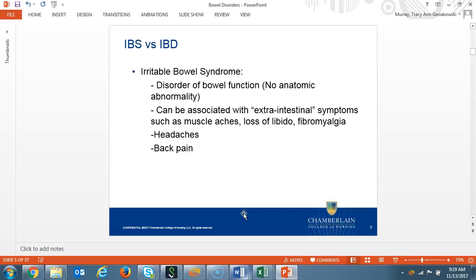In addition, irritable bowel syndrome may be associated with a number of non-intestinal or extra-intestinal symptoms, such as difficulty with sexual function, which would include pain on intercourse or lack of libido, muscle aches and pains, fatigue, fibromyalgia syndrome, headaches, back pain, and sometimes urinary symptoms including urinary urgency, urinary hesitation, or a feeling of spasm in the bladder.